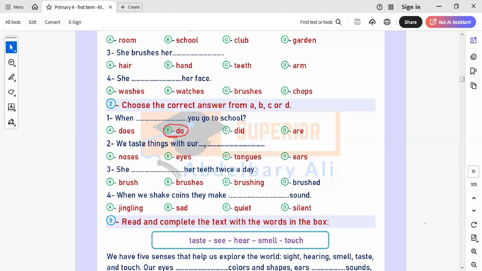We taste things with our tongues, as we know from the last class when we talked about the senses. She brushes her teeth twice a day. When we shake coins, they make a sound.